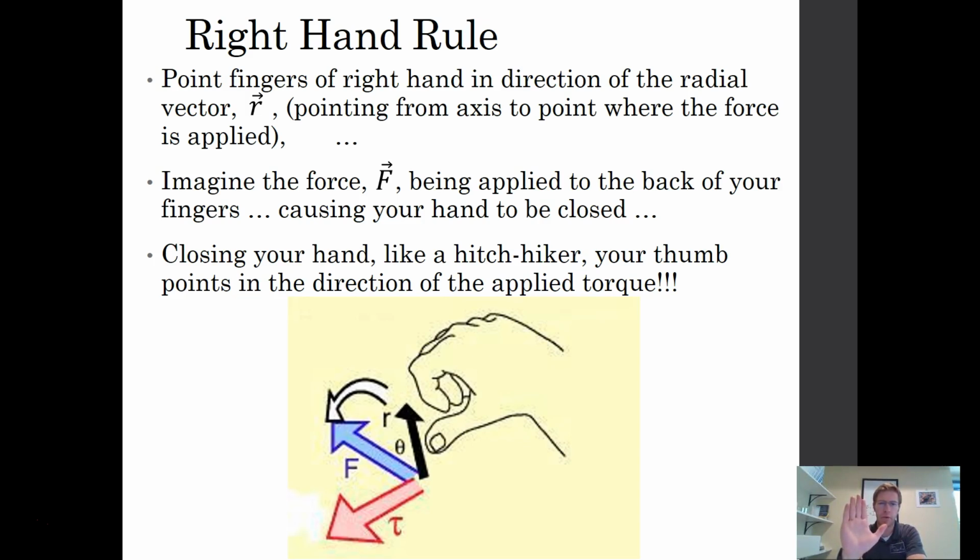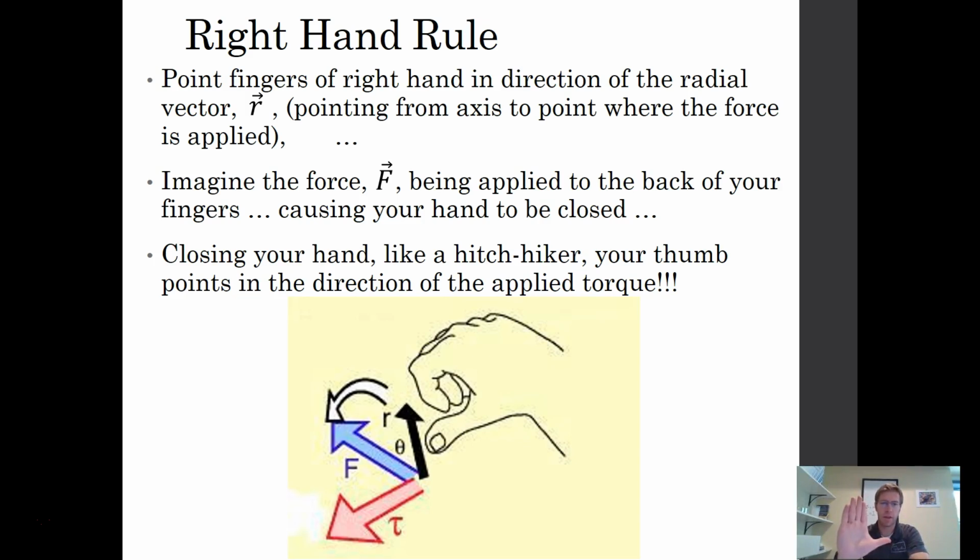And so you set things up so that the palm of your hand is pointing in the direction of the vector F. So again, you put your fingers in the direction of R, palm in the direction of F, your thumb will give you the direction of the torque.